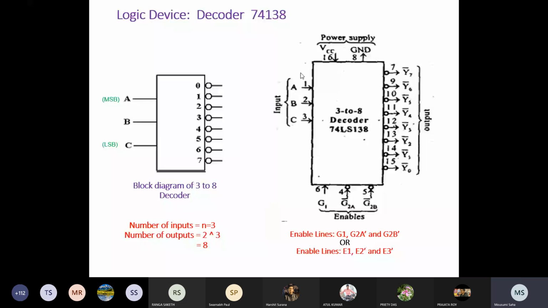Another important point is that the outputs we have considered here are active low. Whatever ICs are available, they include some enable lines. We have already designed one enable line, but in the market, for our convenience, we have some ICs with a larger number of enable lines. For example, in this 74138 decoder circuit, the enable lines are G1, G2A bar, G2B bar, so 3 enable lines, or you can say E1, E2 bar, E3 bar.